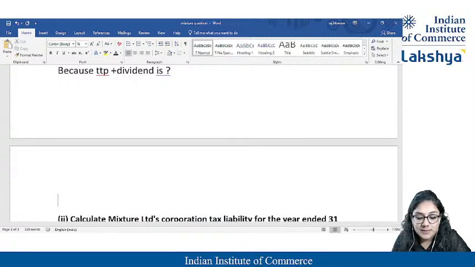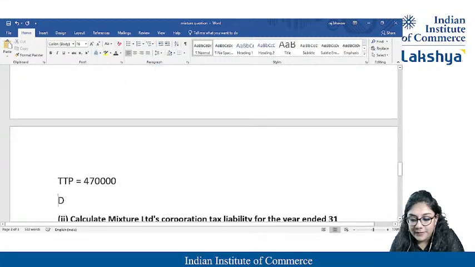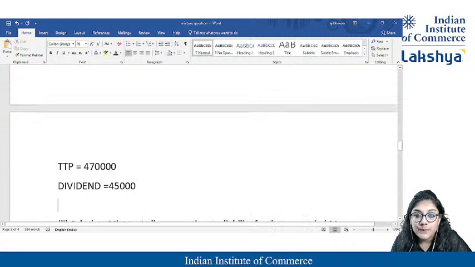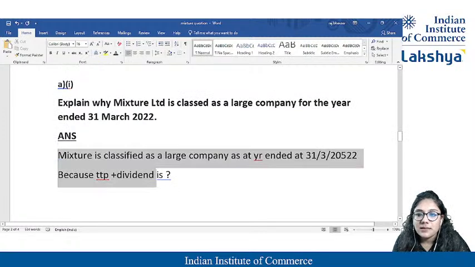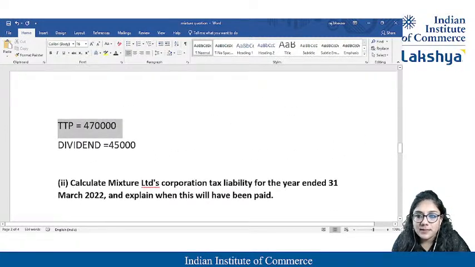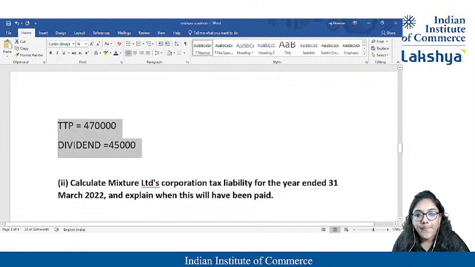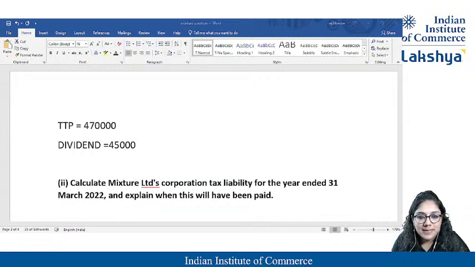If you check the question, the TTP is given, TTP is equal to 4,70,000 and the dividend is given at some 45,000. If I total 470 and 45, I'll be getting 515. If you want, I'll write it in Excel only, because this way my question will not be analyzed. I'll just show it in Excel, so I can show you many questions and some answers that way.